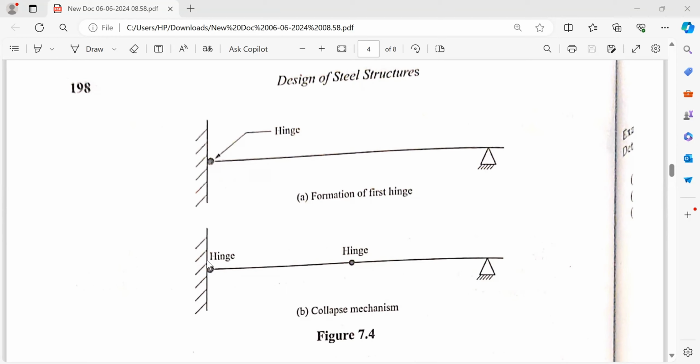So after forming the determinate structure, one more hinge forms where the bending moment is maximum. Then the plastic mechanism will take place. That is the collapse mechanism. So determinate structure plus one hinge. To make the determinate structure, this propped cantilever needs one hinge at the fixed end. If one more hinge is formed at the point where maximum bending moment is there, then the collapse of the structure will take place. That is the collapse mechanism.